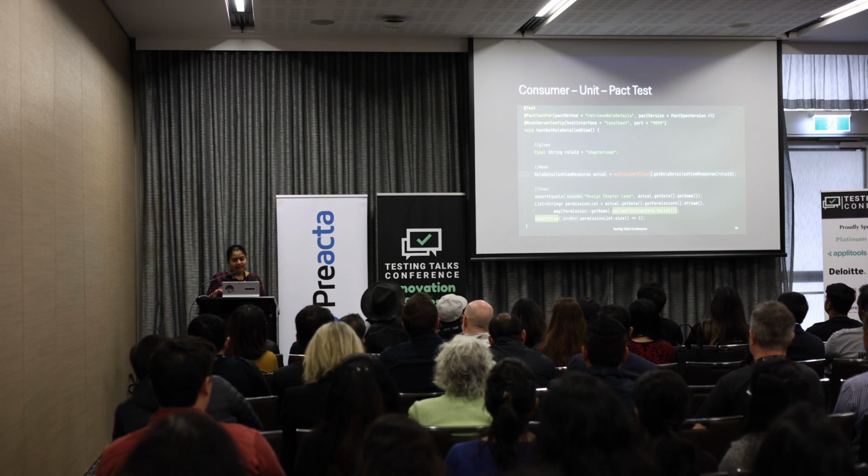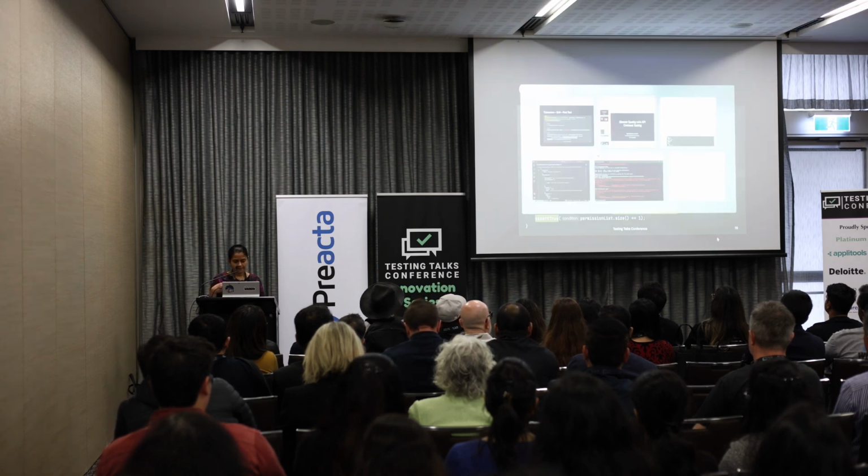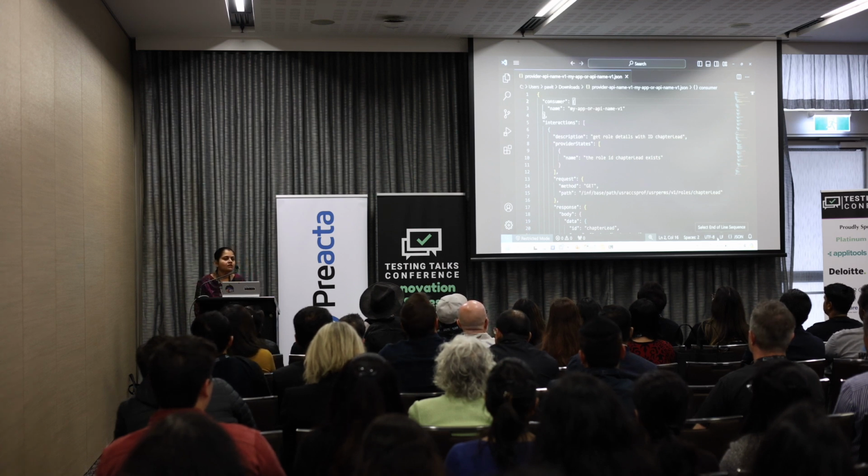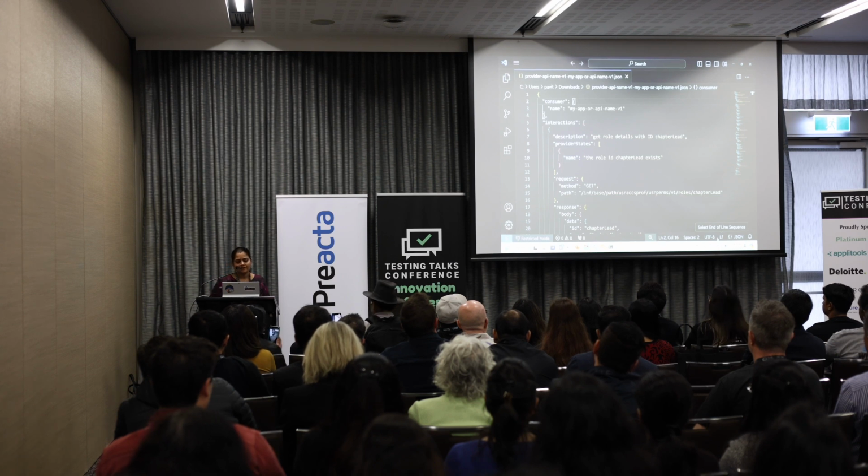So when they run this test locally, what happens? It generates the JSON file. This is what I said, right? When they write the consumer contract test and when they run it, it generates this JSON file, which is nothing but a consumer contract file. So how does this JSON file look like?